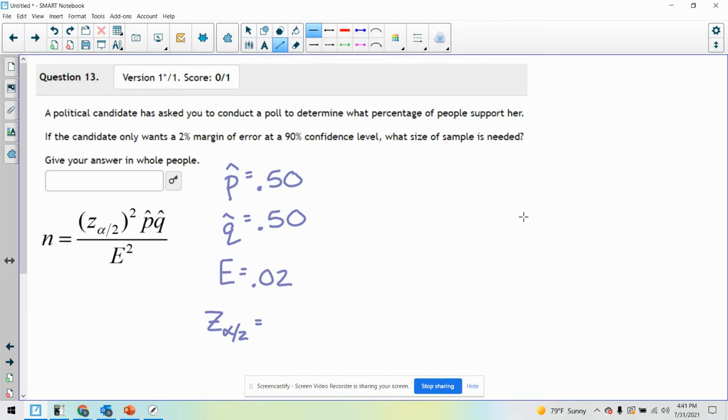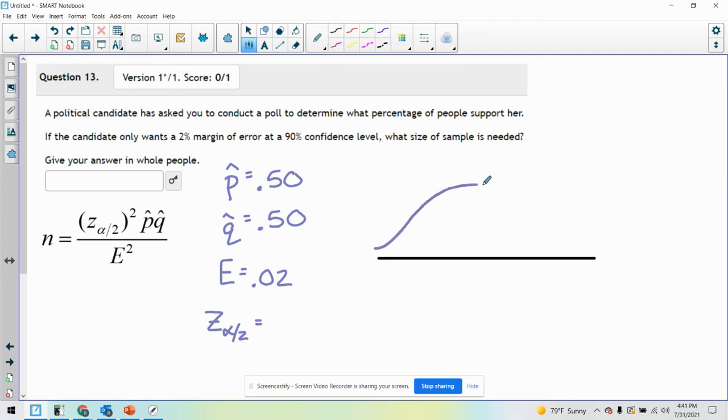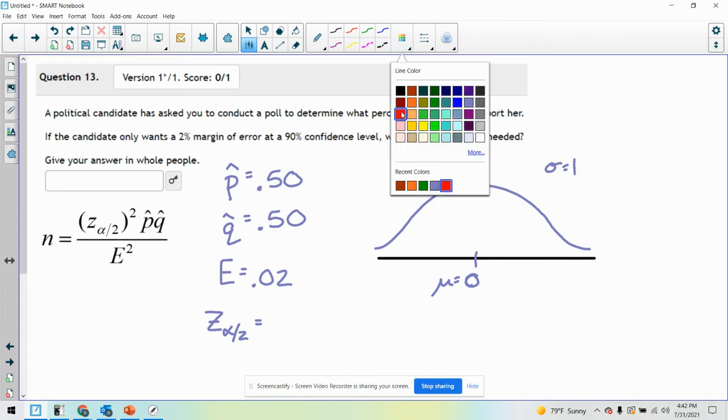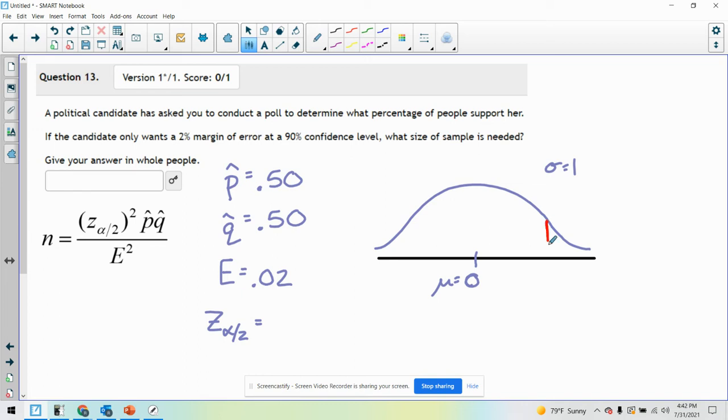Well, I'm going to draw the normal curve. Z scores are values along the standard normal curve. So there we go, there's roughly a normal curve. Remember, standard normal means middle is 0, mu is 0, and the standard deviation is 1. So I'm looking for the value of Z. So here's Z. Here's negative Z. It doesn't matter which one you find because we're squaring it anyway.